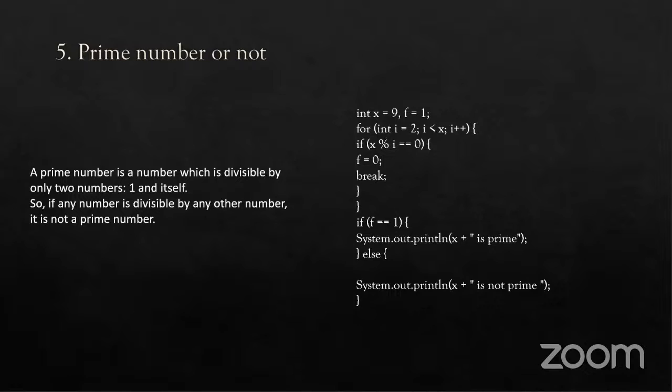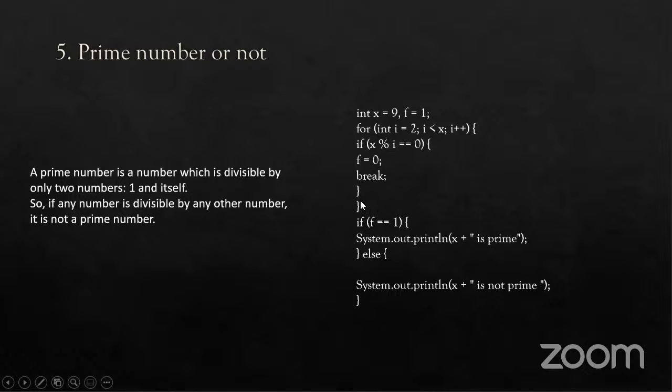The mod operator always gives us the remainder, and the division operator always gives us the quotient. So here we need to check whether the remainder is 0 or not. When we divide a number by 2, if the remainder is 0, that means it is divisible by 2, right? So if the remainder is 0, we set the flag to 0. Firstly the flag is 1, and if it is divisible by 2, I set the flag as 0, and here I am breaking the loop.